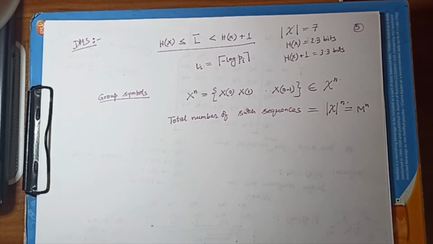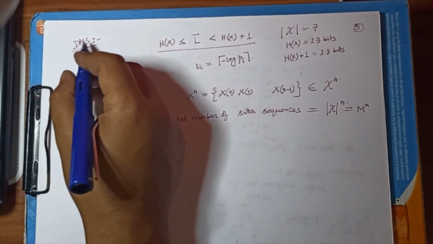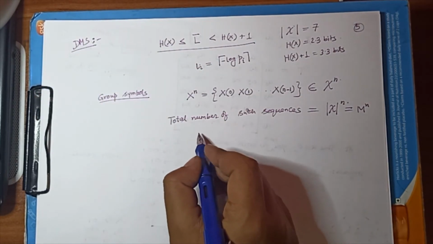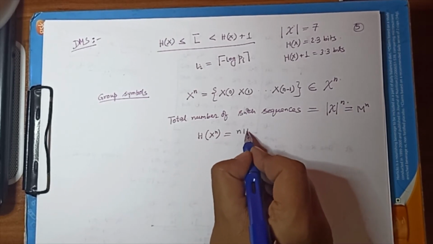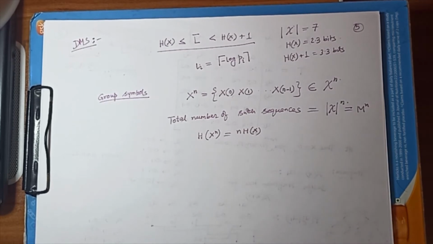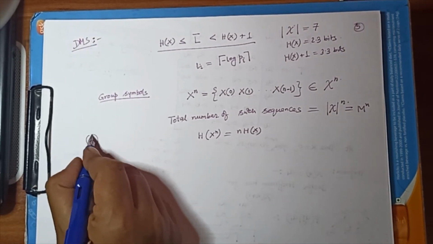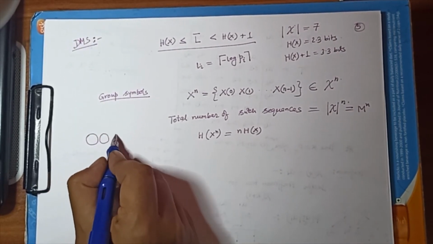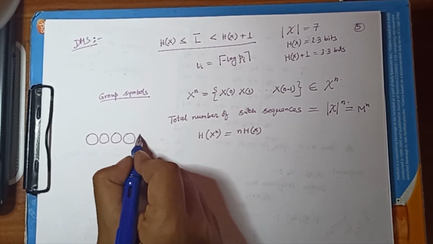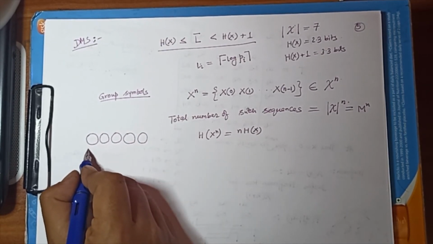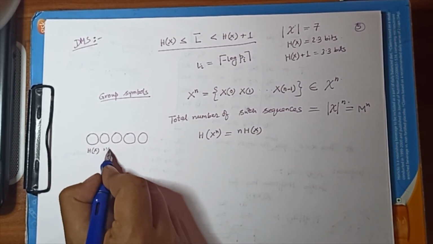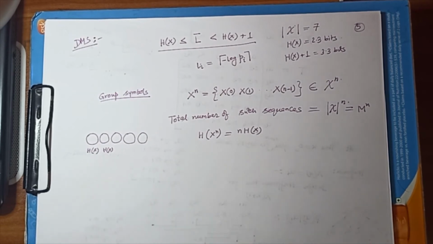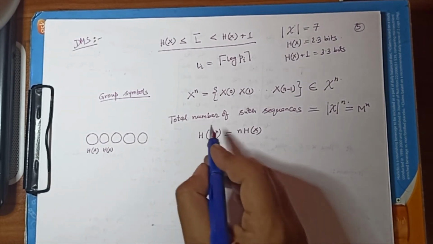Now what is the total entropy of such a sequence? If it is a DMS, discrete memoryless source, the entropy H of X to the power n is essentially nH(X), because every random variable is independent. If I draw it graphically, they are non-overlapping in the Venn diagram. So this is, say, H(X0), which is H(X), where 0 is time. This is also H(X), and they are non-overlapping, so they are additive. Information is additive, entropy is additive.